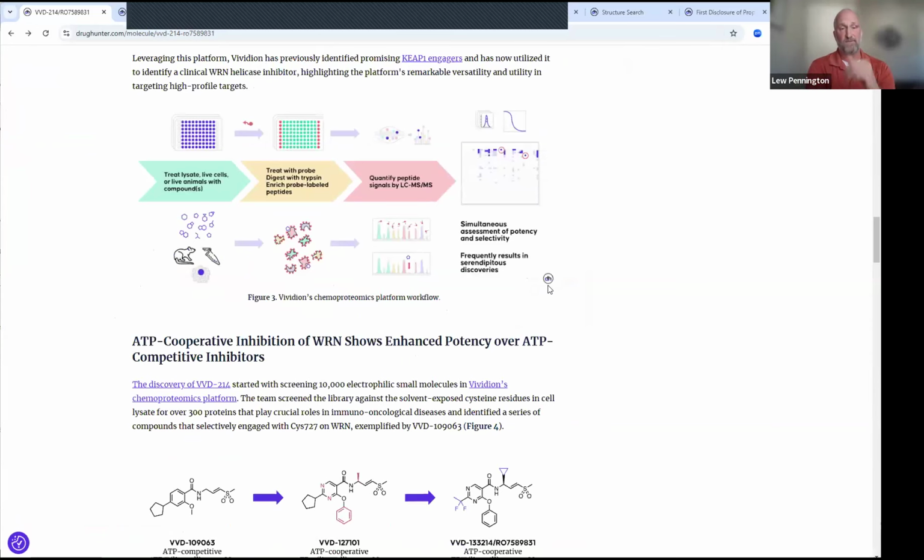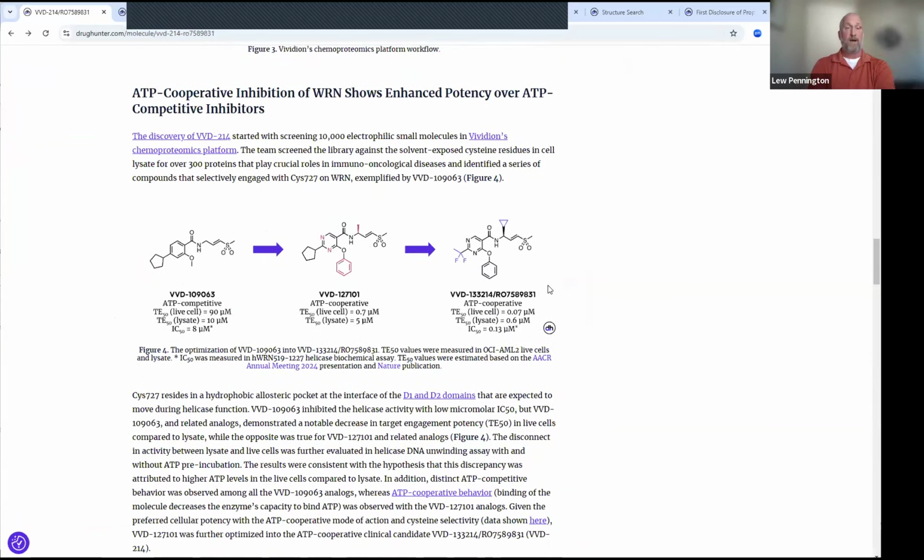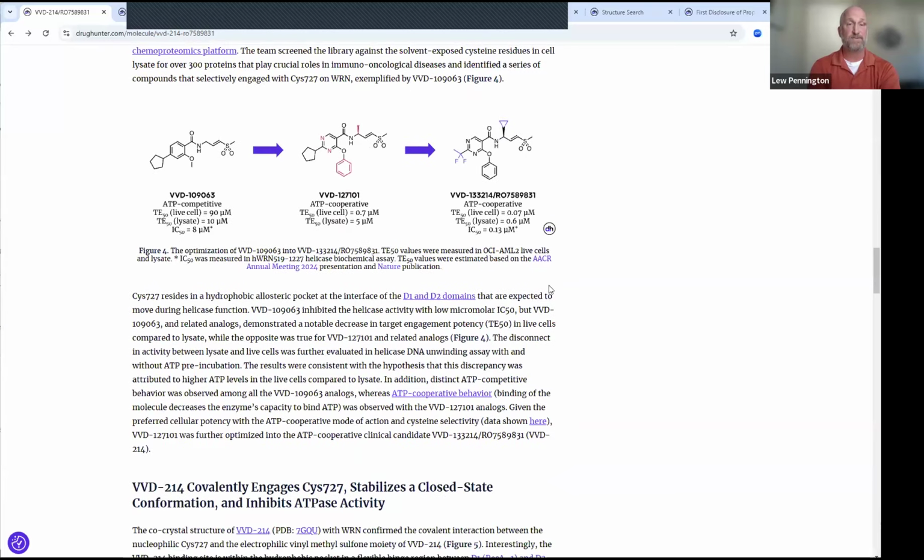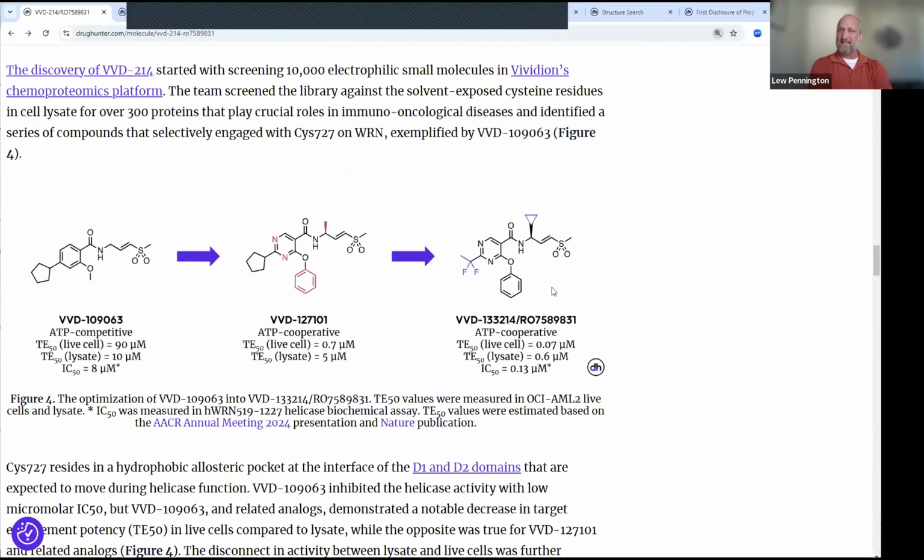And what they identified, if you scroll down, was a series of compounds exemplified by 109063 that bound to cysteine 727 of Werner helicase. And as they launched their optimization campaign, starting from 109063, what they found is that simply by swapping out the methyl group with a phenyl group, adding 2 nitrogen atoms to the phenyl ring, and then adding a methyl group to that vinyl sulfone moiety, they went from a compound that was demonstrated to be an ATP competitive inhibitor of Werner helicase to a compound that was found to be ATP cooperative.